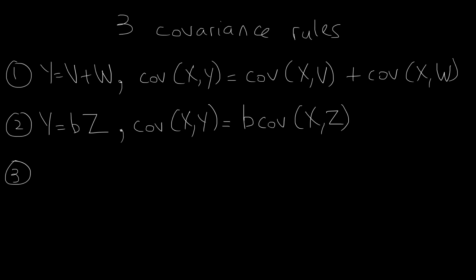The third rule involves a situation where we have a random variable y which is basically equal to a constant, let's say b. Now in this situation where y is equal to b, which is a constant, the covariance between x and y is going to be equal to 0.